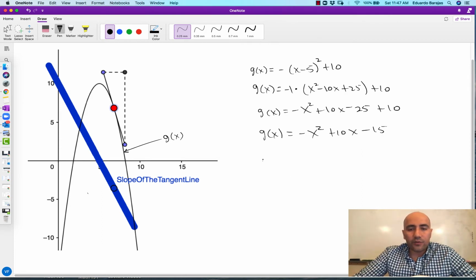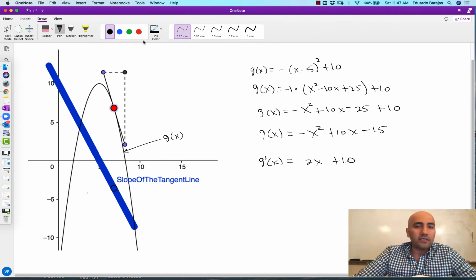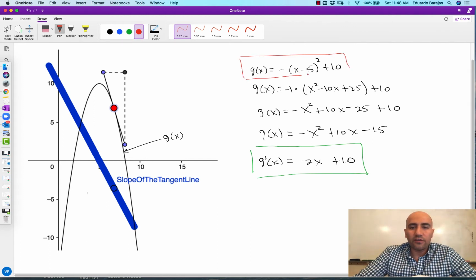Okay, so now if we take the first derivative, g prime of x, then we see that this is equal to negative 2x to the power of 1, plus 10. So this is the equation of the first derivative, g prime of x. And this guy up here was the original function, g of x. So the original function is this parabola. And this blue line represents the graph of the first derivative. This blue line is g prime of x. It's a line where every individual point on that blue line represents the slope of the line tangent at that input value.